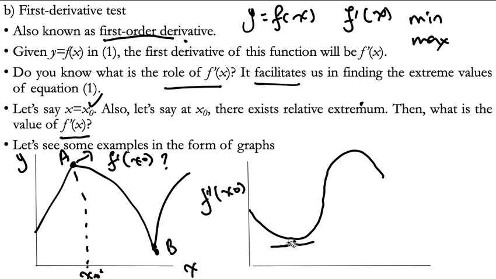Let me draw it properly. We have a minimum point here, let's call it point C. And we have another point here, let's call it point D.